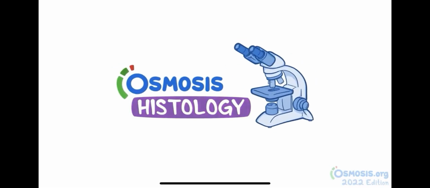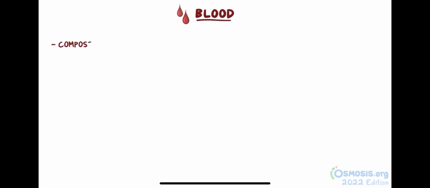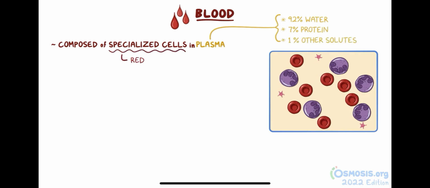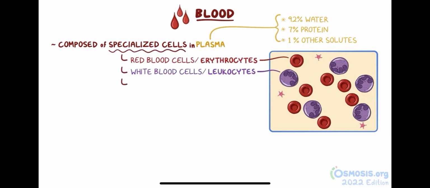Now, let's get a closer look. Blood is composed of specialized cells that circulate in an extracellular fluid called plasma. Plasma typically consists of about 92% water, 7% protein, and 1% is a combination of other solutes. Three main types of blood cells are the red blood cells, or erythrocytes, white blood cells, or leukocytes, and platelets, which are also called thrombocytes.